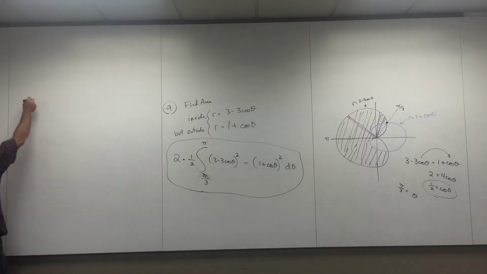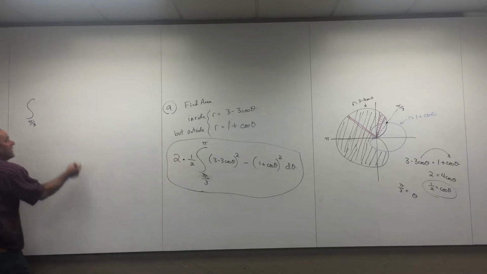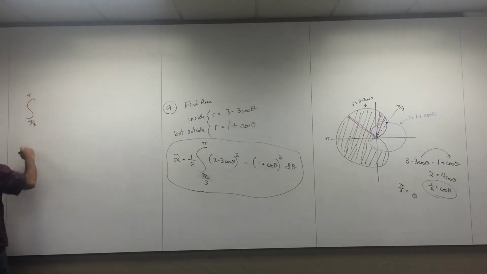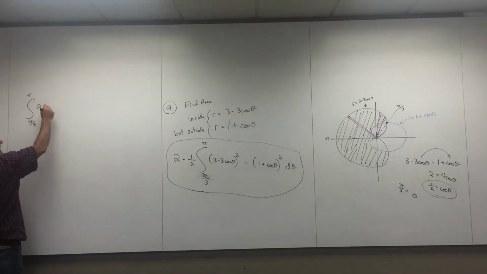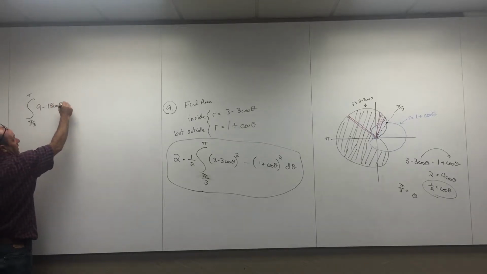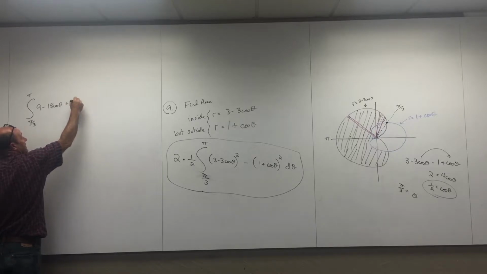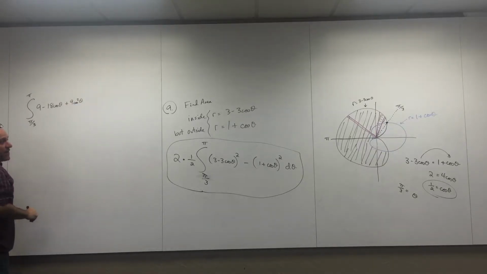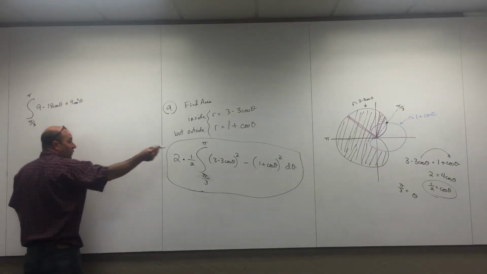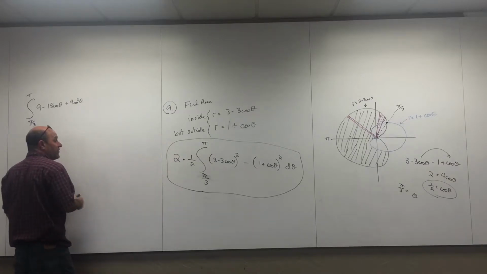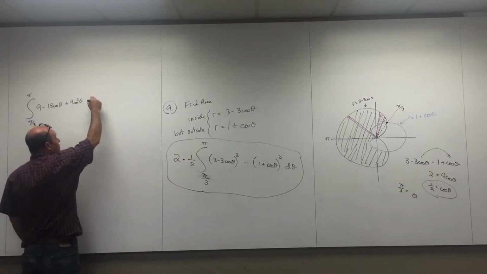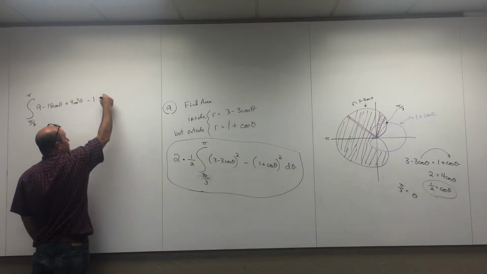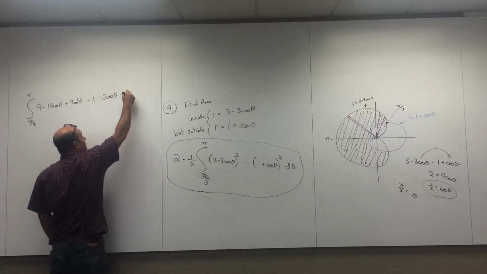In order to do it, this is our integral. We're working on this integral. The 2 and the 1/2 cancel. So it's pi over 3 to pi, and then I am going to FOIL that out: 9 minus 18 cos theta plus 9 cos squared theta. I think I did that right. And then when I FOIL the other one and subtract it, I'm going to do that all in one move. That'll be a -1, a -2 cos theta, and a minus cos squared theta.